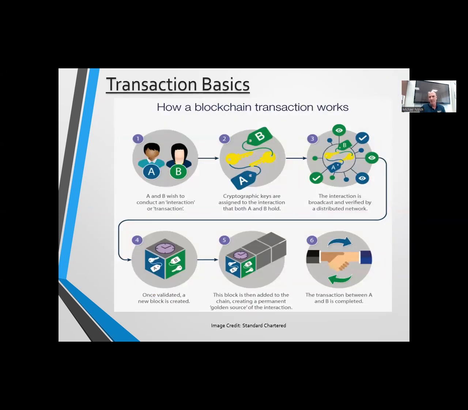Right? And again, you see, A and B wish to do a transaction, right? They assign cryptographic keys. It's distributed on the network, right? Once it's validated by a miner, it's added to the chain. A new block is created, and then they create this permanent transaction, and that's it. It's done.